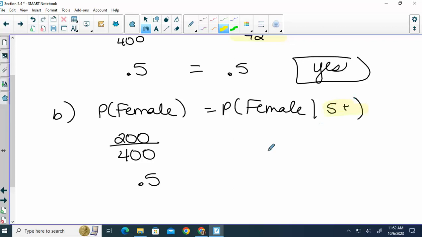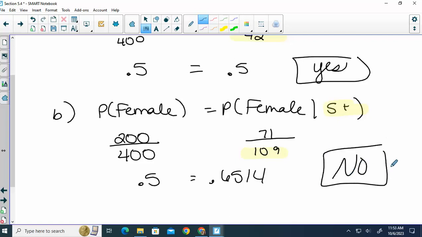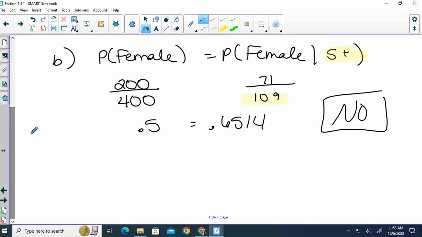Female given 5 or more activities. So that means my denominator is the 5 or more. Cover up the rest of the table. You are only looking at the 5 or more. How many did we have in that group? 71 females out of 109 total. Okay, 71 out of 109. What's that equal? 1.65, what did you say? 1.65, 1.4. Yeah, not 0.5. So they're not the same. So those are not independent. So if I knew they were in 5 or more activities, they became more likely to be a female.